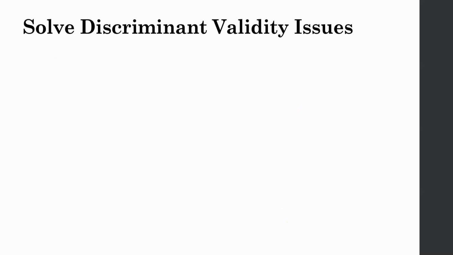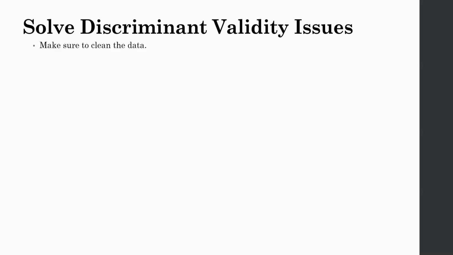Now, how do you solve discriminant validity issues once you have collected the data? The first thing, make sure to clean the data. Once you clean the data, then you know whether there has been any respondent misconduct, as identified earlier in the videos on cleaning the data. The link will be shared in the description.